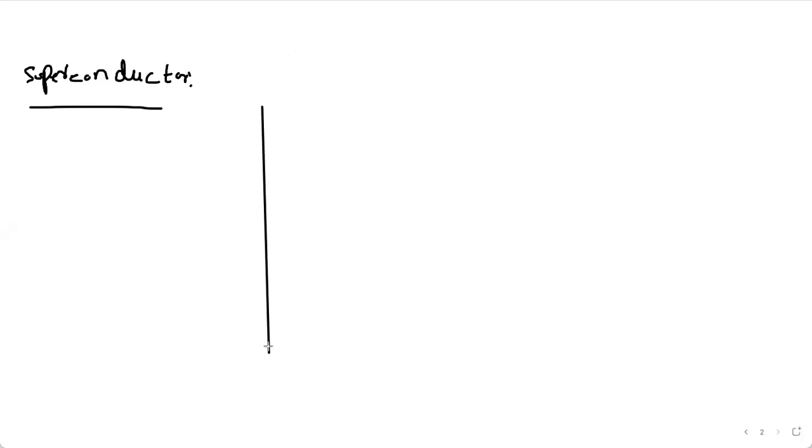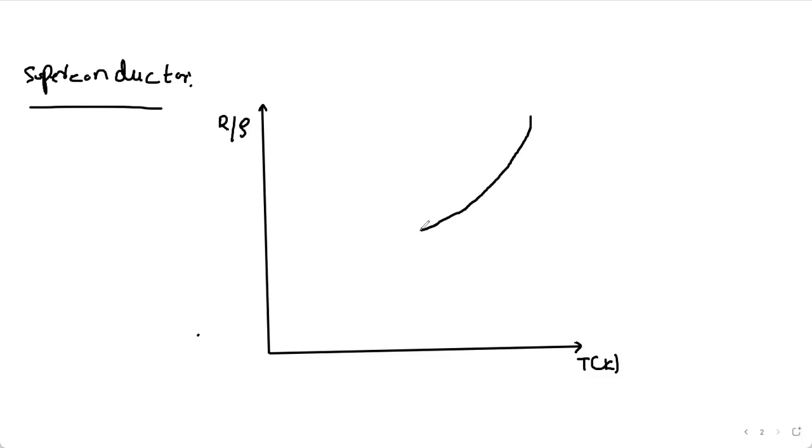So if I plot a graph of temperature in Kelvin and resistance, resistivity, then this is the graph of a superconductor. If you keep on decreasing the temperature, the resistance keeps on decreasing. At some temperature, the resistance becomes zero. This temperature is known as critical temperature.